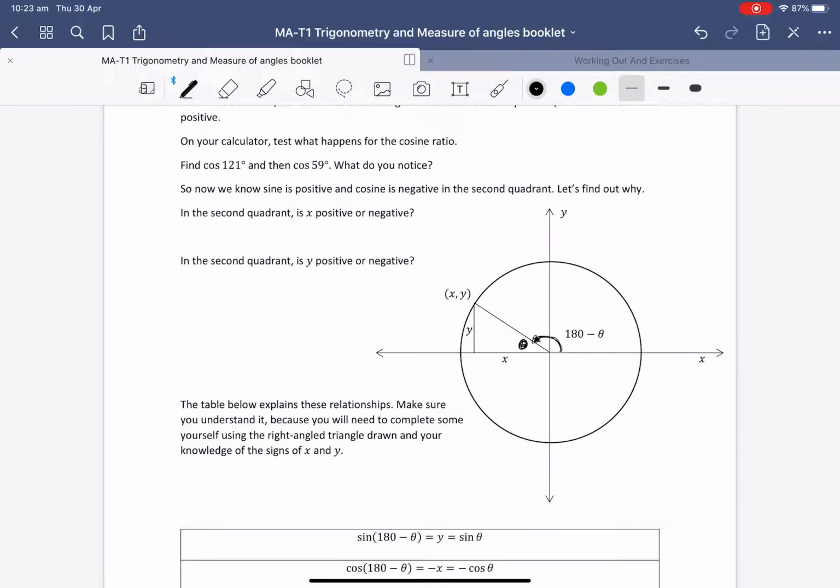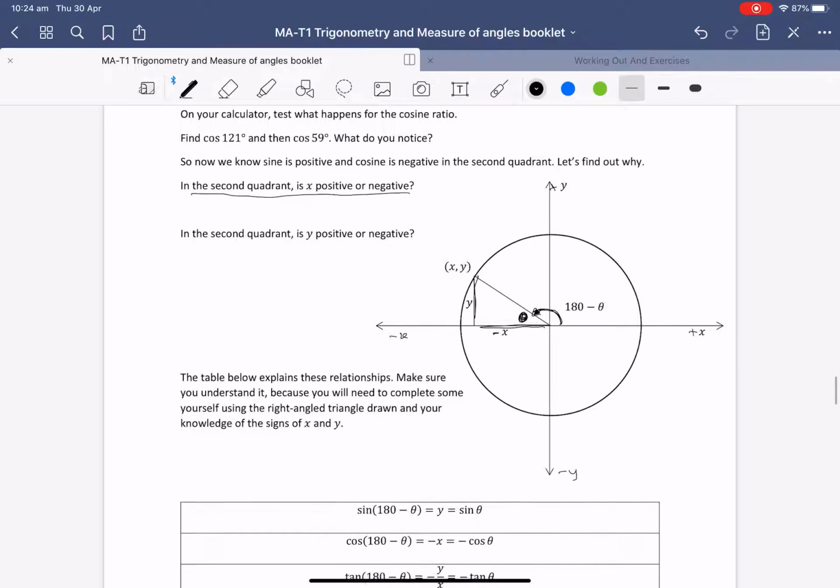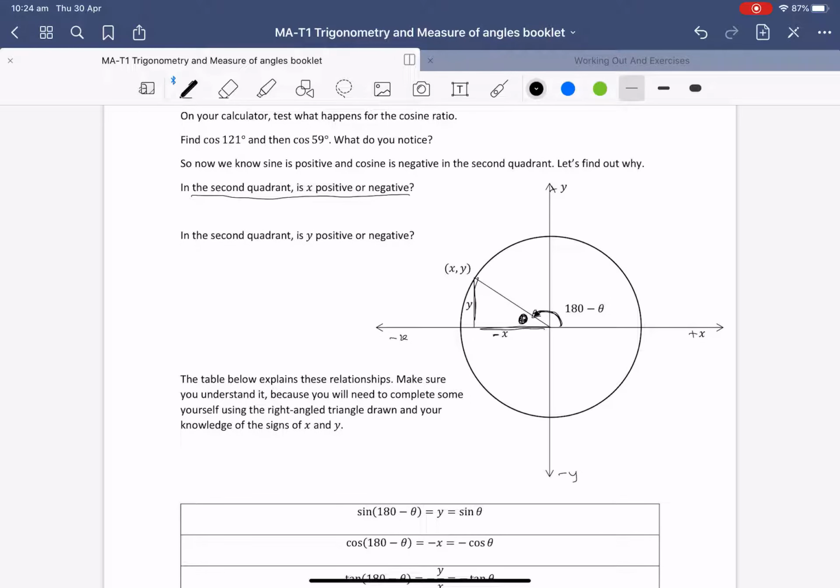All right, this is really important. In the second quadrant, is x positive or negative? Well, on the number line, x is negative. These here are the negative x values, which means x is negative. In the second quadrant, is y positive or negative? Y is still positive because these are the positive y's and these are the negative y's down here, positive x and negative x. So y is still positive. That means that this time in the second quadrant, sine theta is actually the same as sine 180 minus theta.